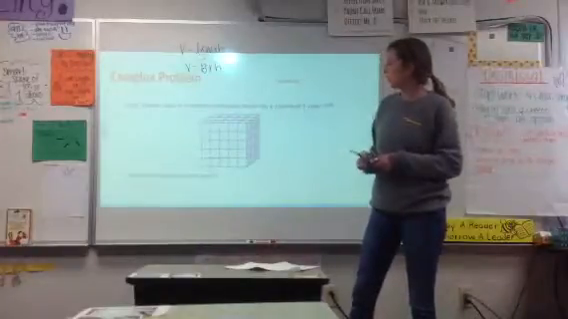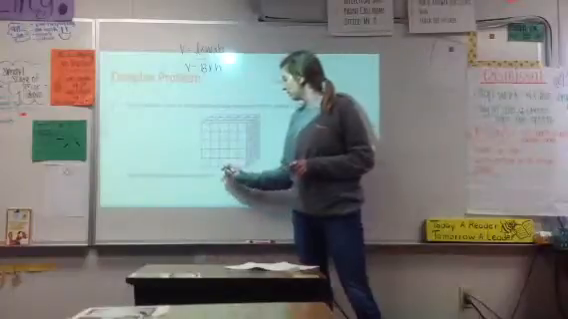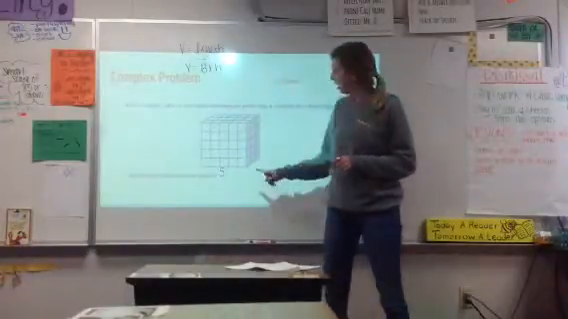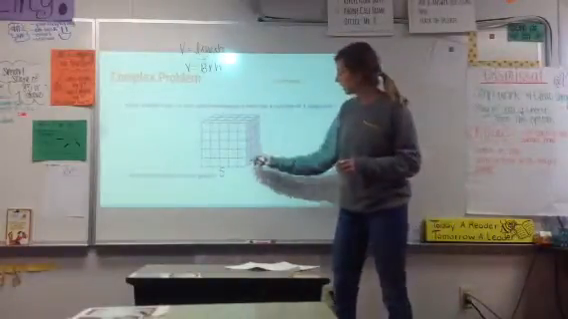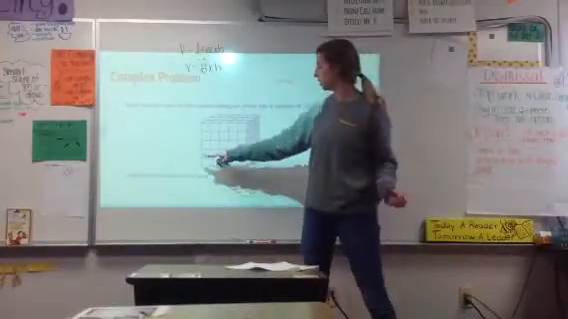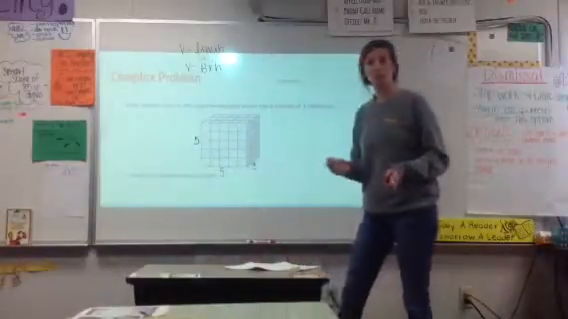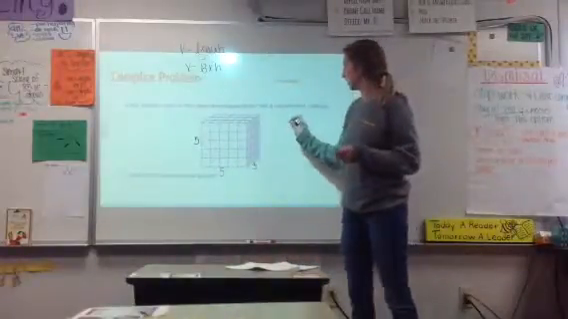And so when I'm looking at this, I'm going to count to find the length first. So it's 1, 2, 3, 4, 5 is my length. My width, or how wide it is, 1, 2, 3. And my height is how tall it is. 1, 2, 3, 4, 5. Once I have these three numbers, I can multiply them together to find the volume.